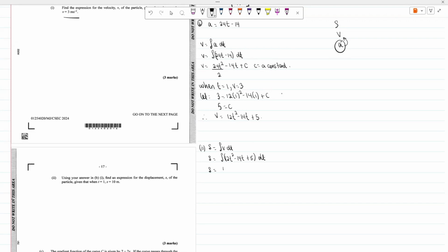s is equal to 12t cubed over 3 minus 14t squared over 2 plus 5t. I already used c above, so I'll use plus k, and I'll say k is also a constant.